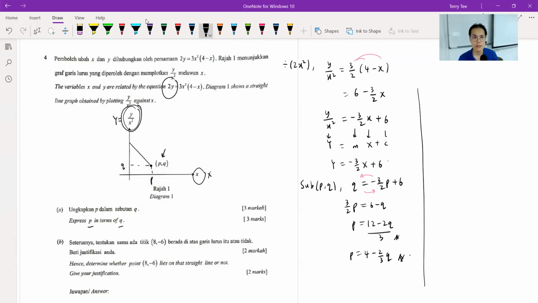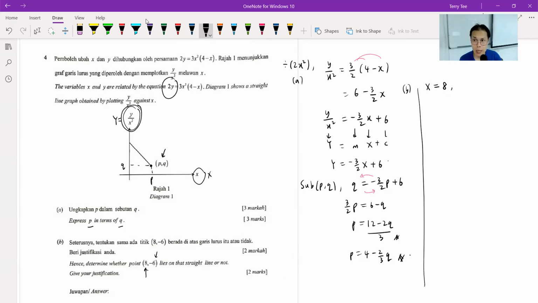All right, this is only the first part. I still have to do part B. Part B, they say, hence determine whether point (8, -6) lies on the straight line or not. If the point lies on the straight line, very simple: if you substitute your x value with 8, your y value should be negative 6. So what we can do here is we take X equals 8.